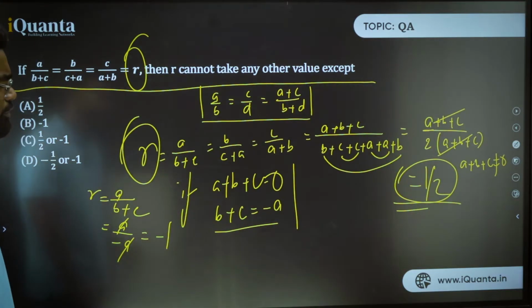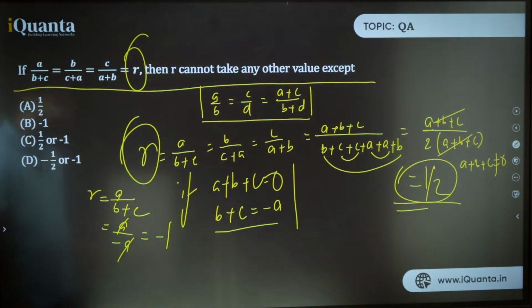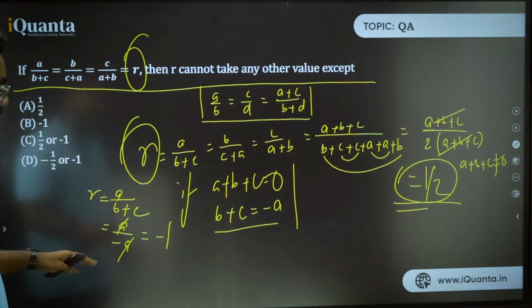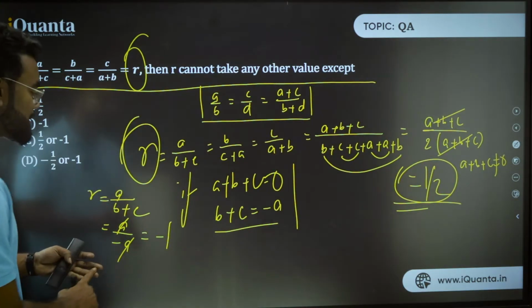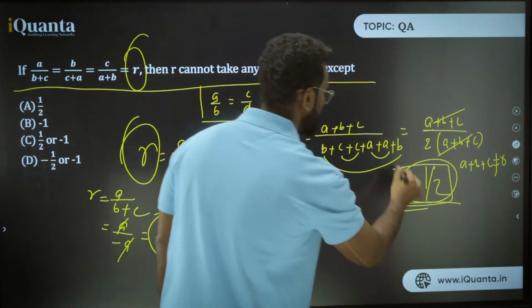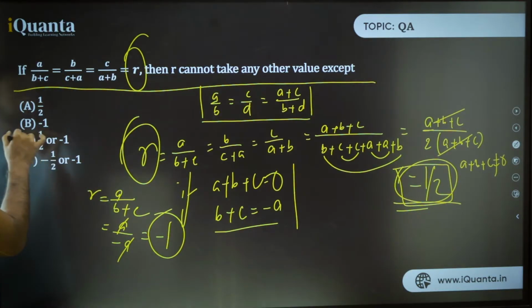So the first thing you need to understand here: if A plus B plus C equals 0, we can use it directly, that is A upon minus A, which is minus 1. So if A plus B plus C is 0, the answer is minus 1. If A plus B plus C is not equal to 0, the answer is half. So what are the values it can take? The answer has to be half or minus 1. This is your answer, half or minus 1.